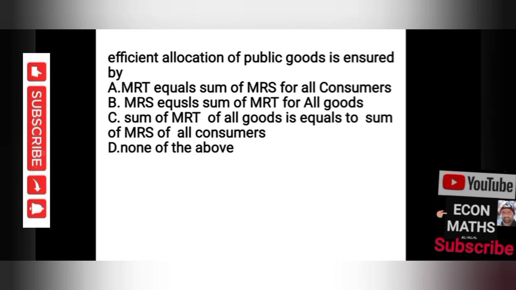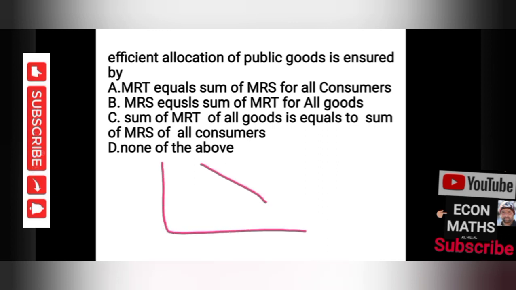Next question is, efficient allocation of public goods is ensured by: first option is marginal rate of transformation equals sum of the marginal rate of substitution for all consumers; B, marginal rate of substitution equals sum of marginal rate of transformation for all goods; C option is sum of marginal rate of transformation of all goods is equal to sum of marginal rate of substitution of all consumers; or D is none of these.